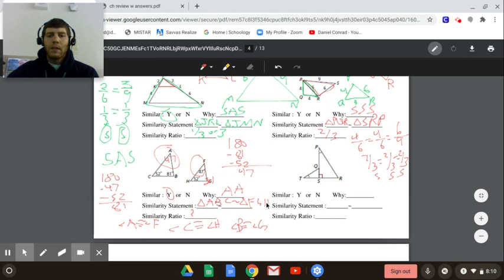Okay, and so that's the idea for these. You're looking for angle, side, side. If the angles are not congruent or the sides aren't proportional, then you can just say, no, they're not similar. Okay. We'll do a second video for the other problems.